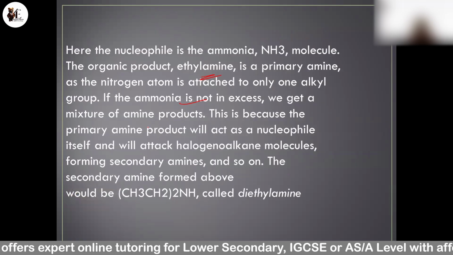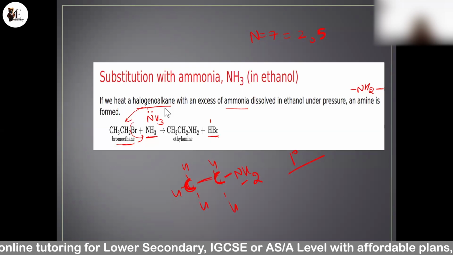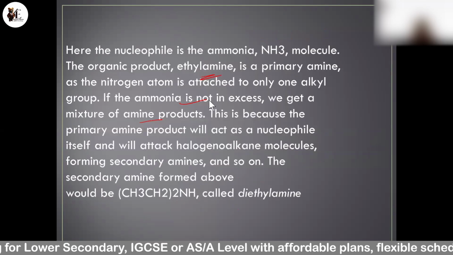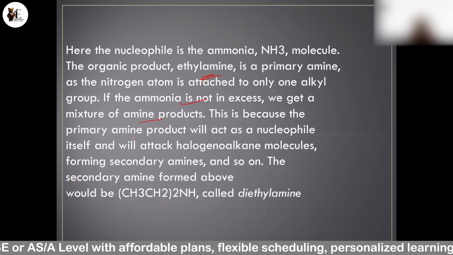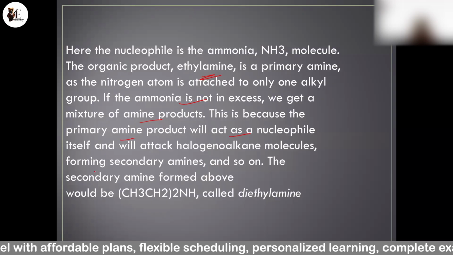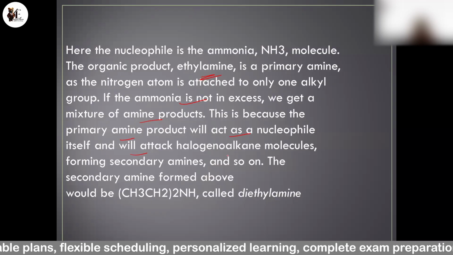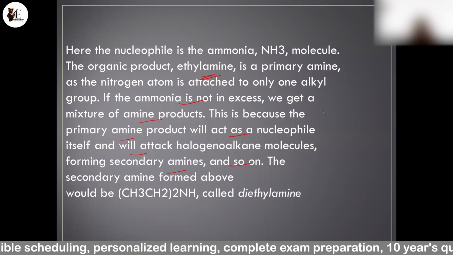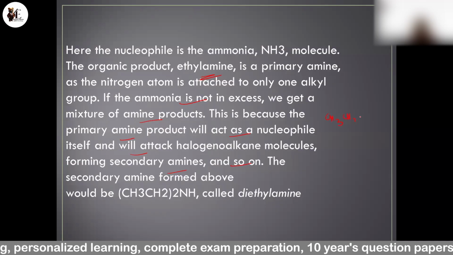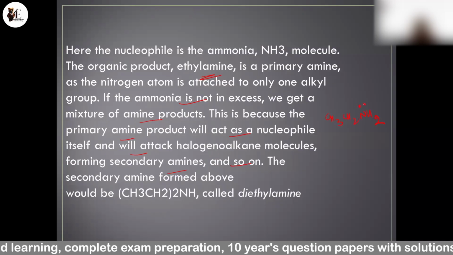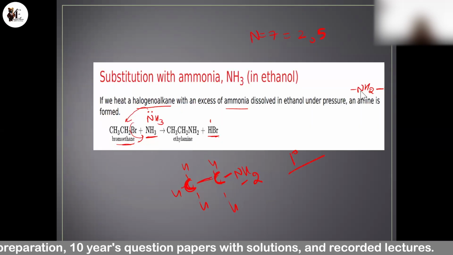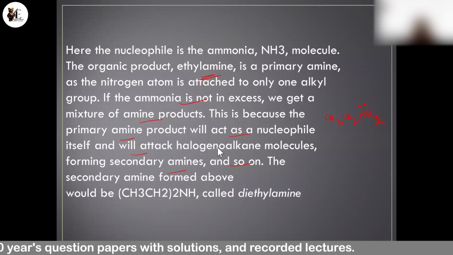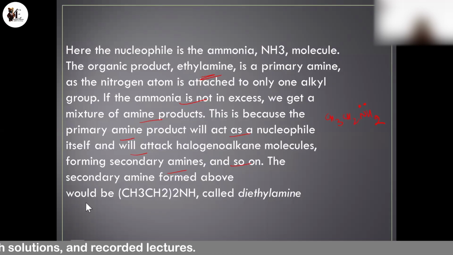If the ammonia is not in excess, we get a mixture of amine products. Here we have taken the ammonia in excess, but if it is not in excess, we get a mixture of amine products. Why? Because the primary amine product will act as a nucleophile itself and will attack halogenoalkane molecules, forming secondary amines and so on. Because in the primary amine, CH3CH2NH2, we also have nitrogen with a lone pair. It will attack again the halogenoalkane bromoethane molecule, and we get a mixture of amines, secondary amines, and so on. The secondary amine formed above would be this CH3.